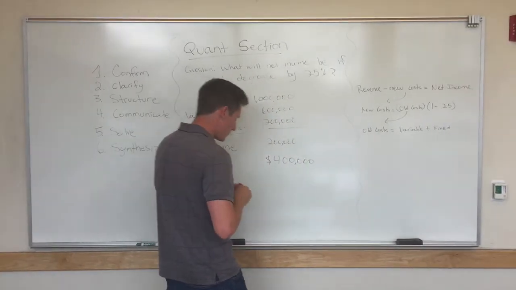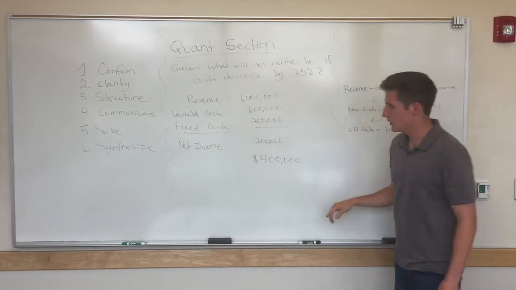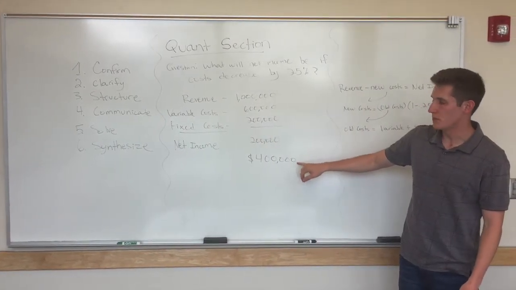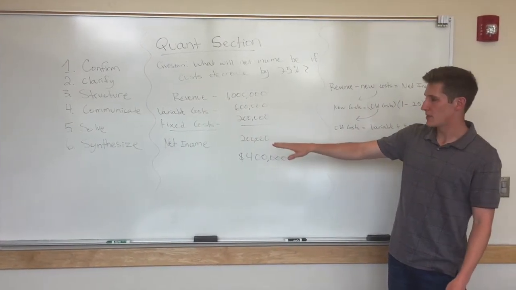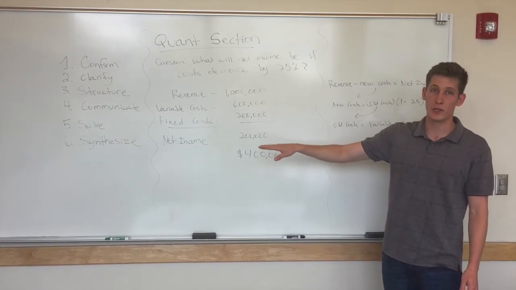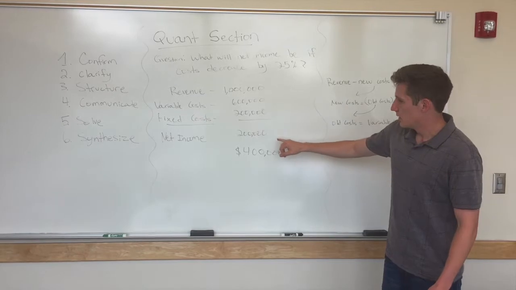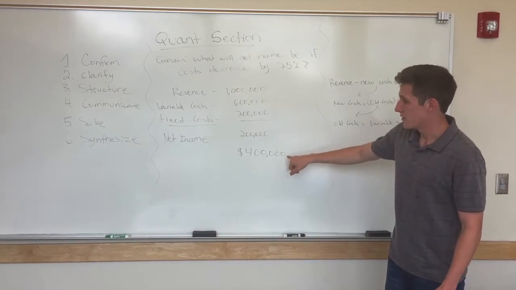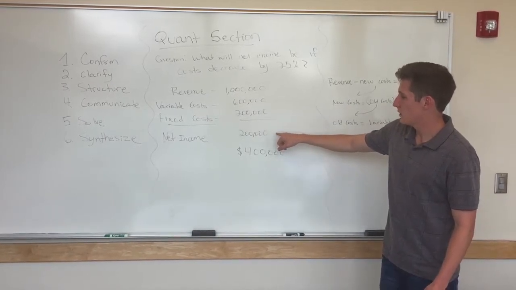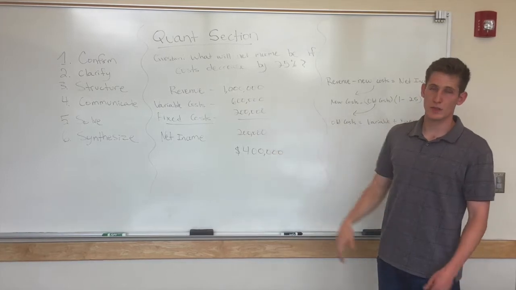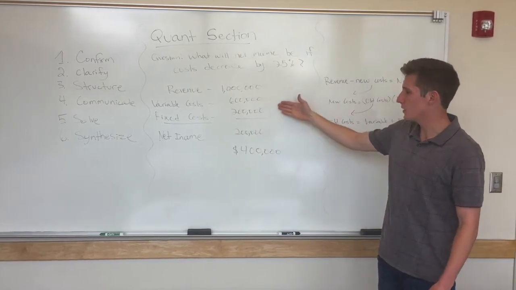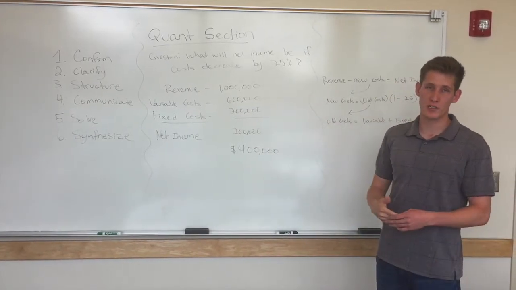So now that you have the new net income, you solve the problem. Now it's time to synthesize, which basically means put it into context. So for synthesize, you might say something like, well, the new net income is $400,000, which means our net income doubled. It means before our profit margin was 20%, whereas now our profit margin is 40%.